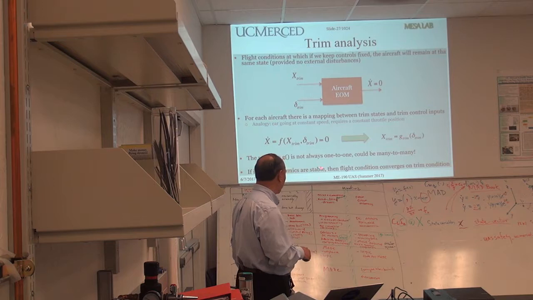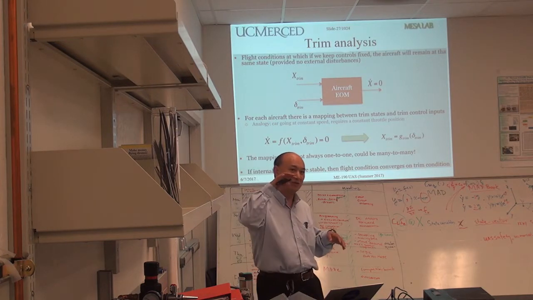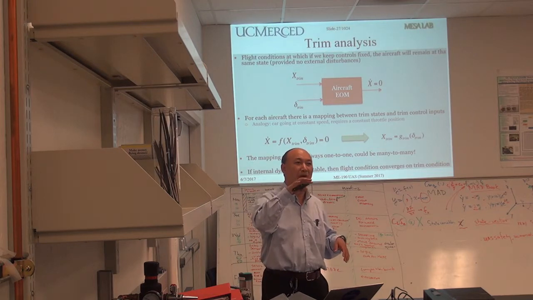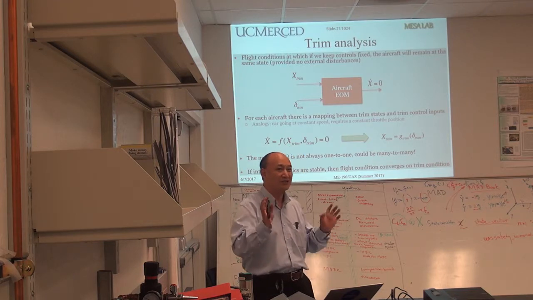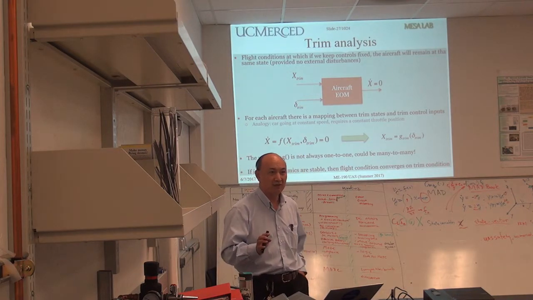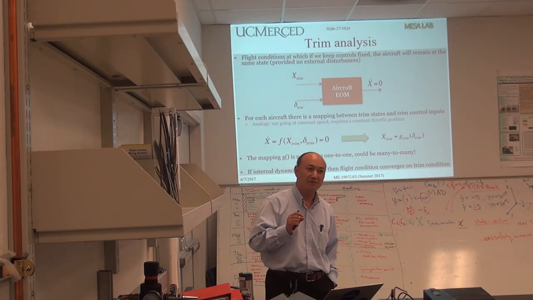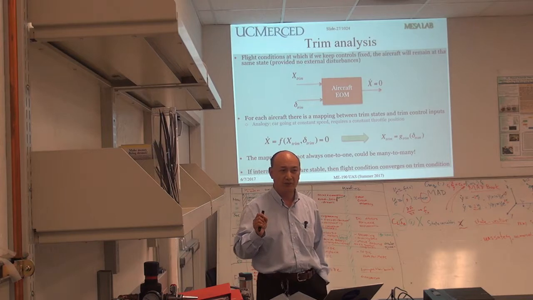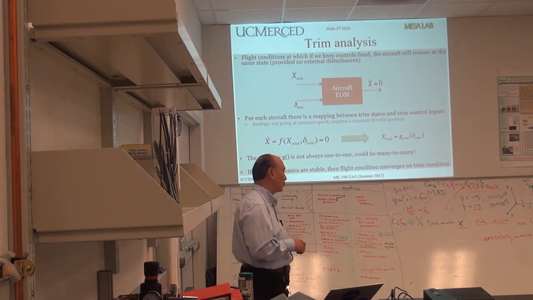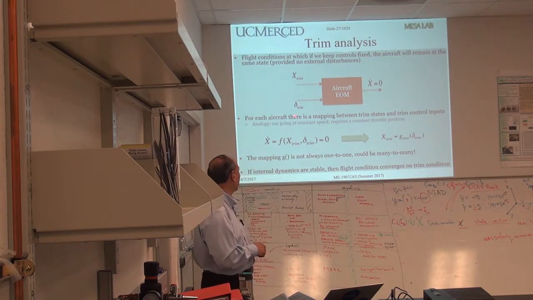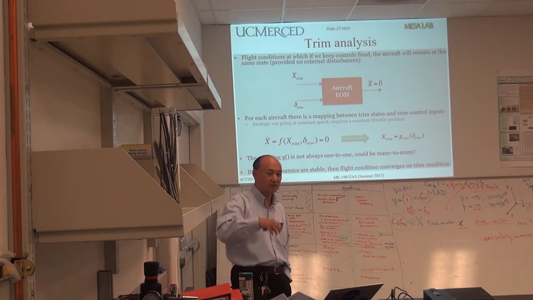So stability means that flight conditions converge to the trim condition. If somebody perturbs it, you'll come back. Perturbed it, come back. So that's called stable to the trim condition. The trim condition is also called, more academically, the equilibrium point. So at the equilibrium point, x dot is zero, okay?